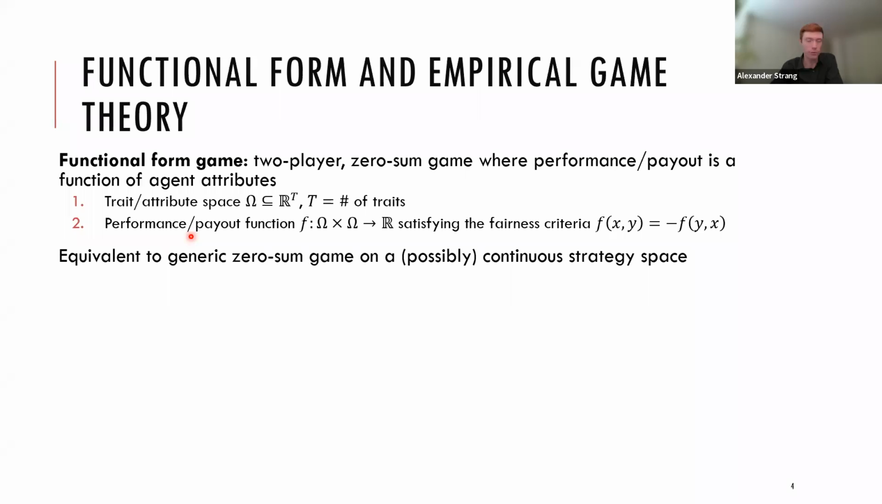So with that objective stated, let's state the domain, the things that we're actually going to treat. The types of games that we consider are functional form games. These are two-player, zero-sum games where performance or payout is a function of your agent attributes. So we start with some attribute space, omega.